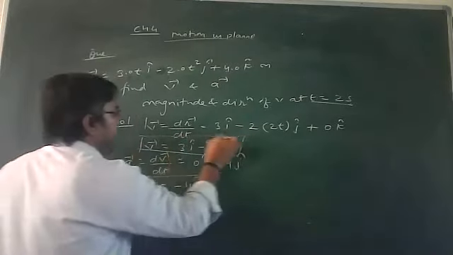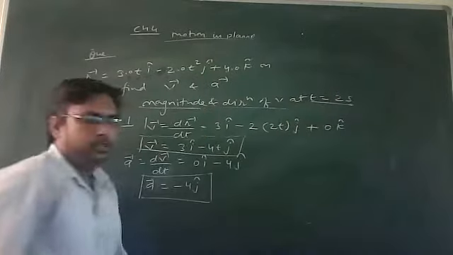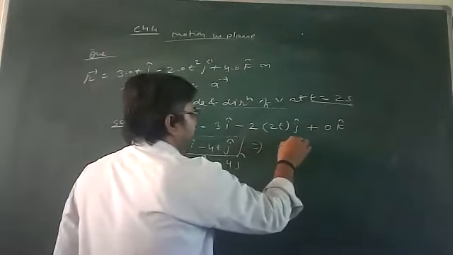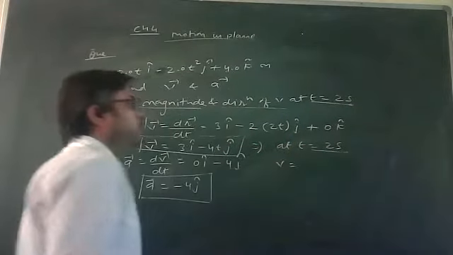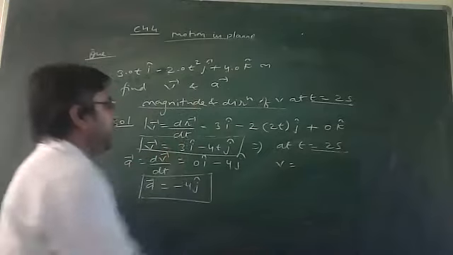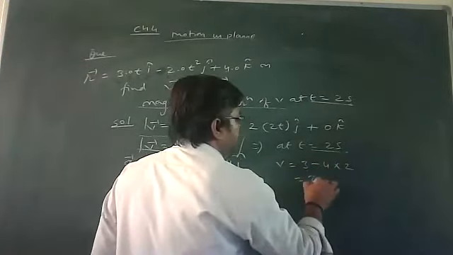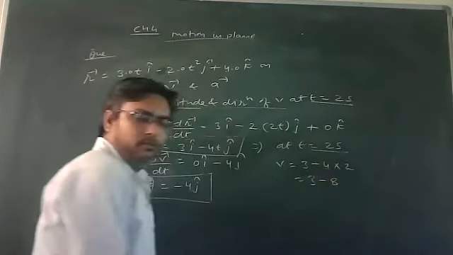There is one more part of the question: the magnitude and direction of velocity at t equals 2 seconds. This is the equation of velocity. Place t equals 2 seconds. What is the modulus of velocity? Velocity is 3 as it is, minus 4 into 2. What will you get? 3 minus 8.